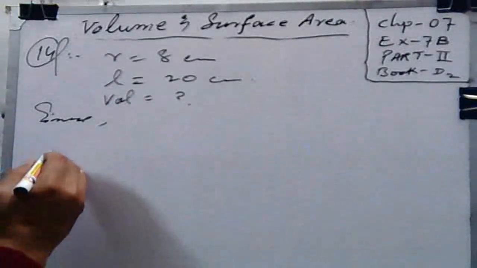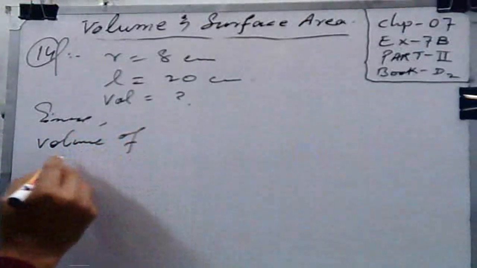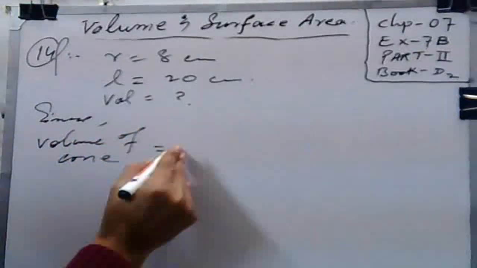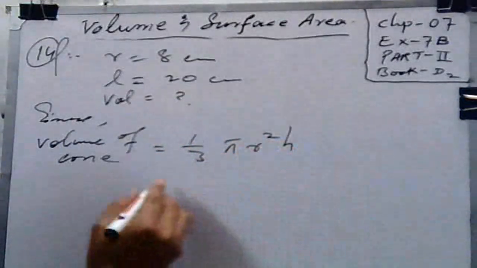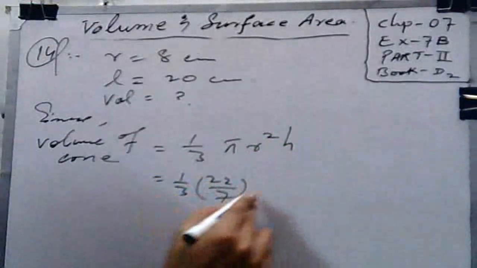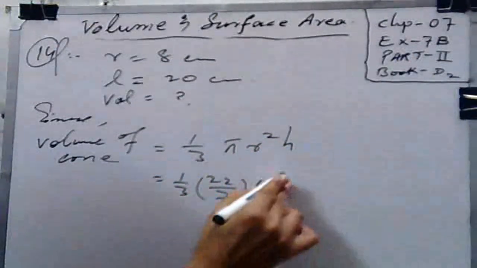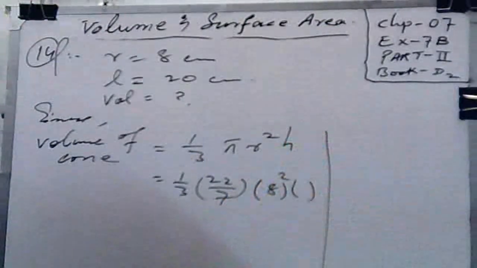Volume of cone is equal to 1/3 pi r square h. So putting the values, 1/3, the value of pi, and the value of r is 8, but we don't have the value of h.